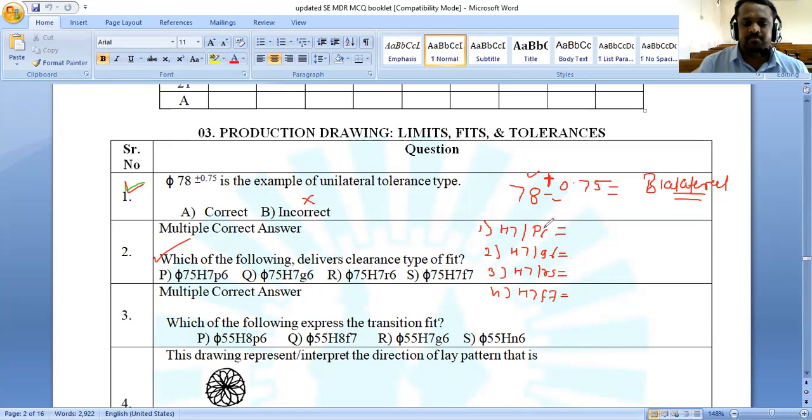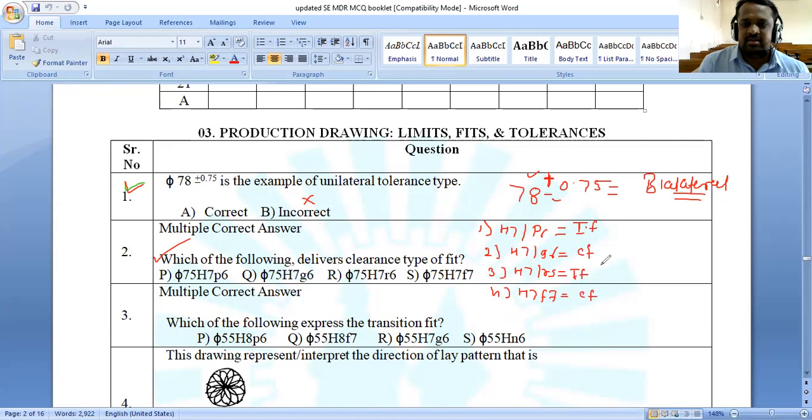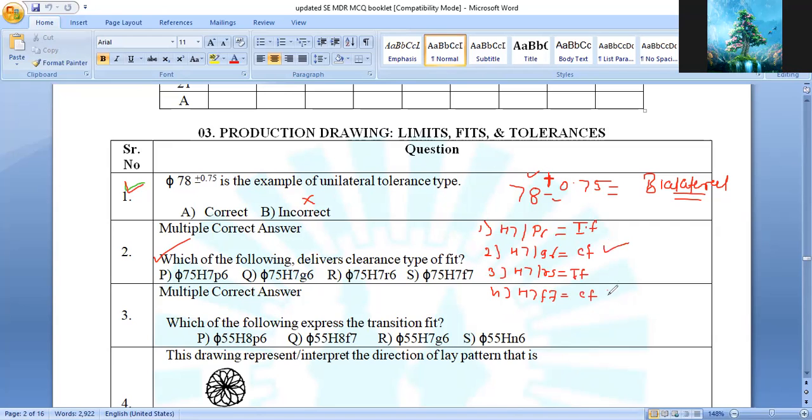What is this? Interference. It is the interference fit. Correct, it is interference. Yes, sir. Then it is G. It is clearance fit, no? Clearance. Yes. Again, it is R, P, Q, R. It is interference, no? Interference. Yes. And it is F, small f. It is clearance. Okay. These are the two clearance fits.